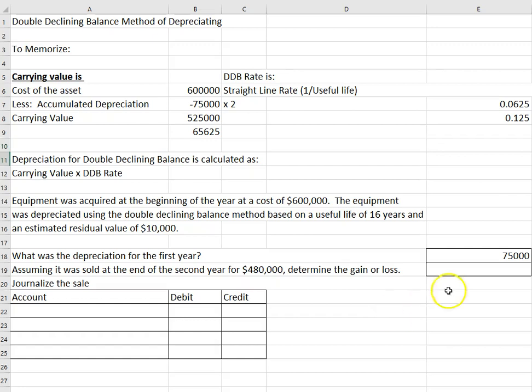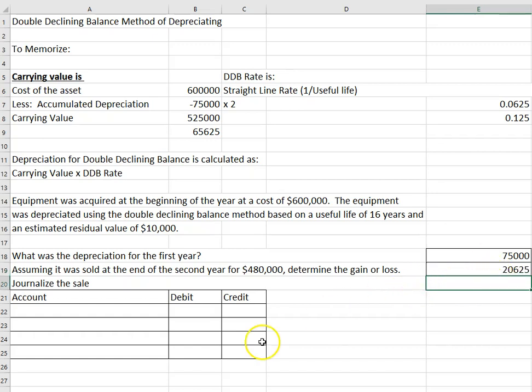So we compare the carrying value to the proceeds, and we got more than what our books say it's worth, what our carrying value is. So that means that we have a gain. And our gain is $20,625. And again, that's because the money that we got is bigger than the carrying value at the time that we sold it. So we have a gain of $20,625.